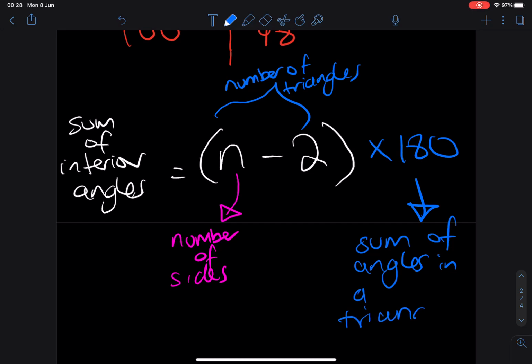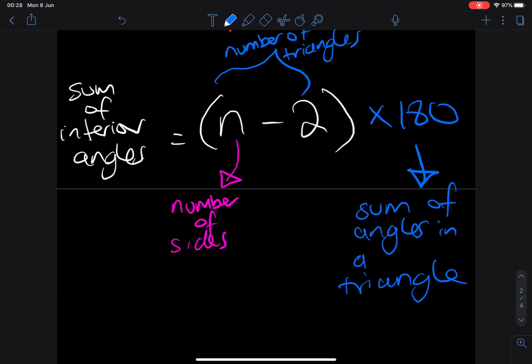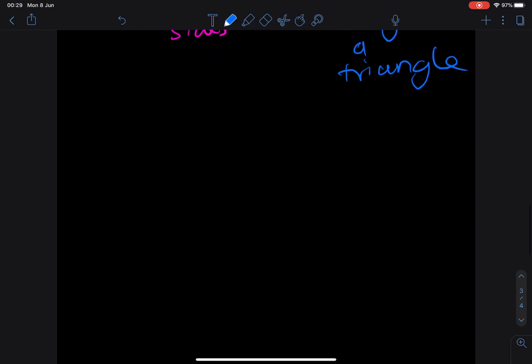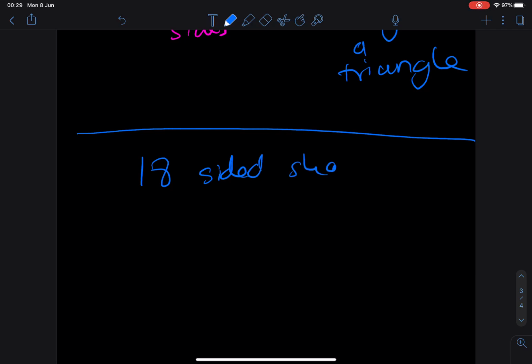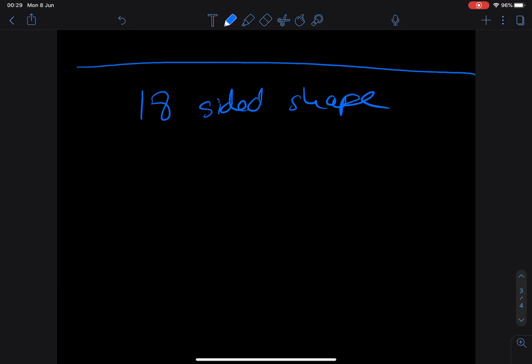Kind of like this color. So if I can use that, I can work it out for any number of sides in a polygon. So let's try this out. If I have got an 18-sided shape, let's think about this.